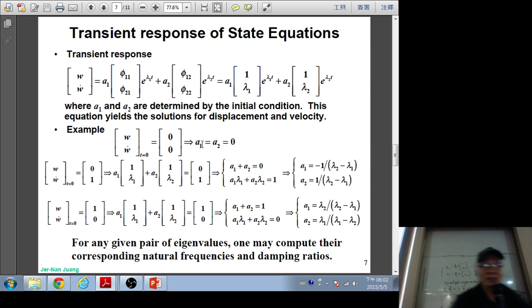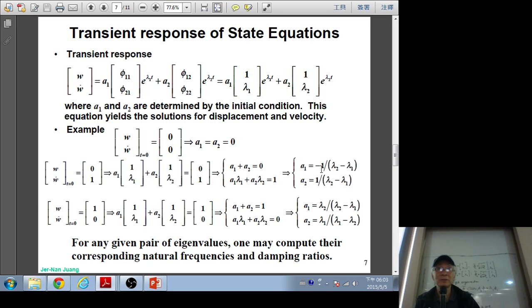For the second initial condition, your displacement equals 0 and your velocity equals 1. Then from here, A1, 1 lambda 1 plus A2, 1 lambda 2 equals 0, 1. Then you solve these two equations. Then your A1 equals minus 1 divided by lambda 1 minus lambda 2, and A2 equals 1 divided by parentheses lambda 2 minus lambda 1. That's the A1 and A2. That means you're solving the homogeneous solutions of your equation of motion. You solve your displacement and velocity simultaneously.